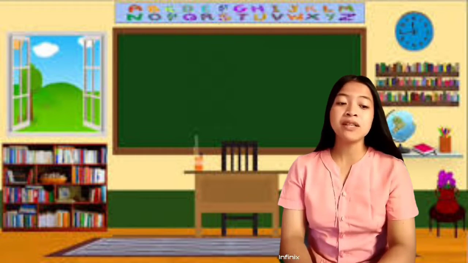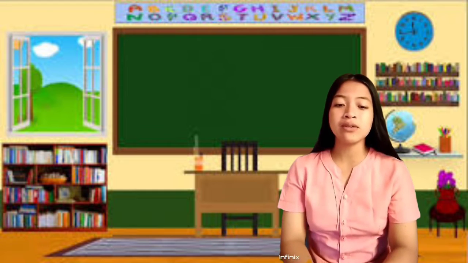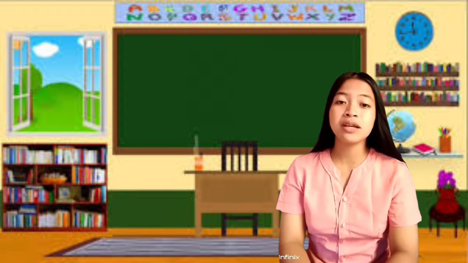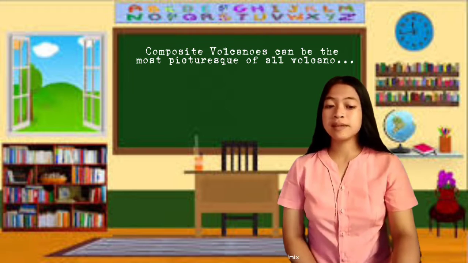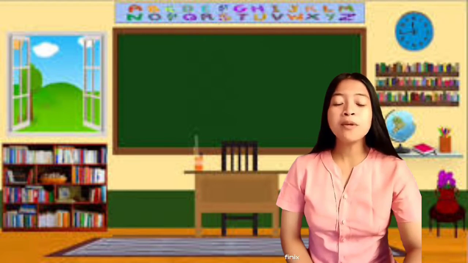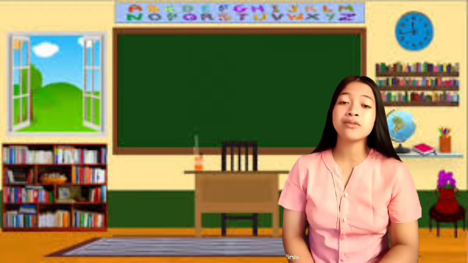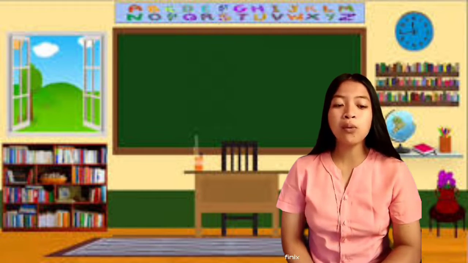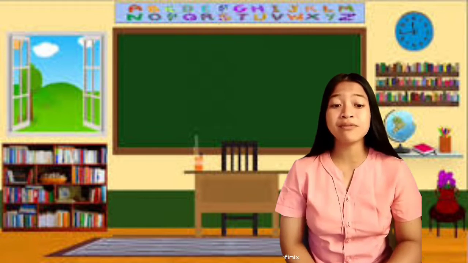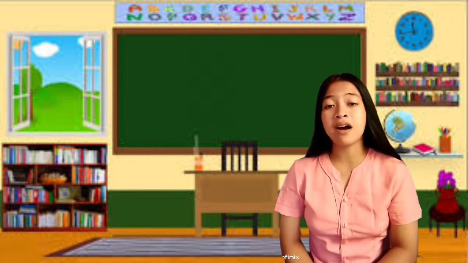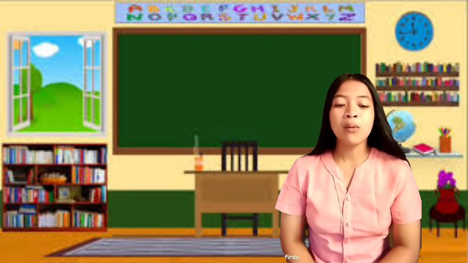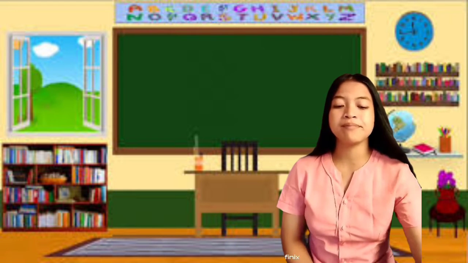What is composite volcanoes or stratovolcanoes? Aldrich, can you please read? Thank you. Composite volcanoes, also called stratovolcanoes, are cone-shaped volcanoes built from many layers of lava, pumice, and ash and tephra. What is shield volcano?